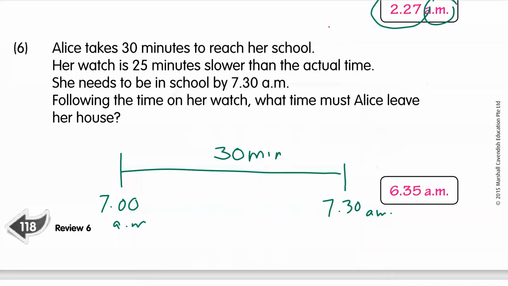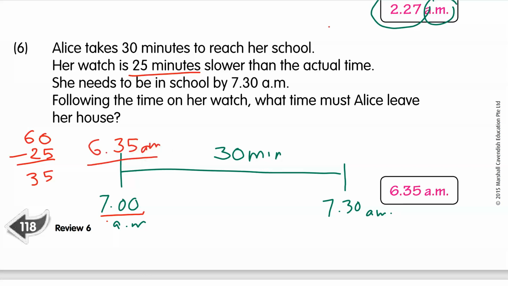Next, if a watch is slow by 25 minutes, this is 7 a.m. 25 minutes before 7 a.m. is 60 minus 25, 35, right? This 35 minutes here and 6:35 a.m. is the time of her watch, which is 25 minutes slower than the actual time. This is the answer. She must leave her house when she looks at her watch, which is slow. The watch must read 6:35 a.m. Then she travels to school 30 minutes and reach at her clock time.